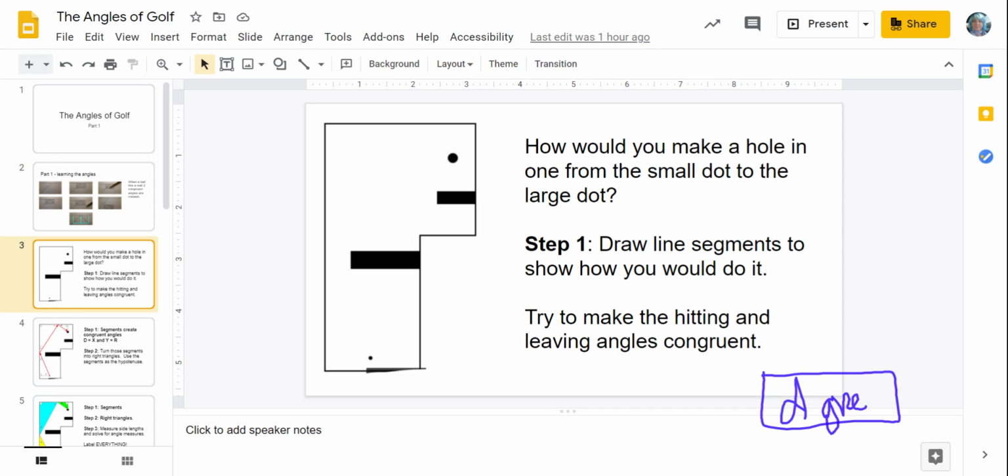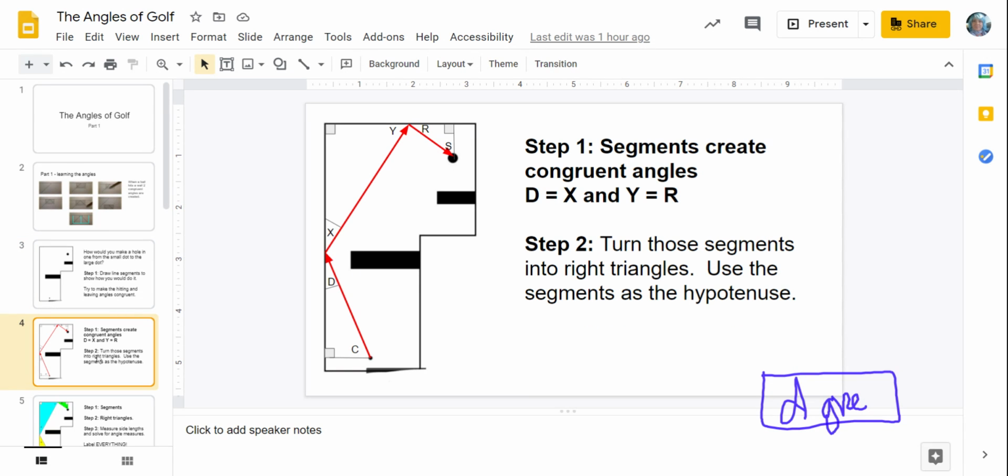I've given you a couple of pictures of some fun miniature golf holes that maybe could exist. These are obstacles, so it can't go through those black lines. The small dot is where you start and the big dot is where you finish. So this is your golf ball and this is the hole you're trying to get it in. We've got to bounce it off a wall in order to get it to the other wall to bounce it into the hole. So we're going to have 2, 3 line segments that we're going to have to make. And we're going to try our best to make the hitting and leaving angles congruent. Does that make sense? Let's see what that looks like on slide 5.